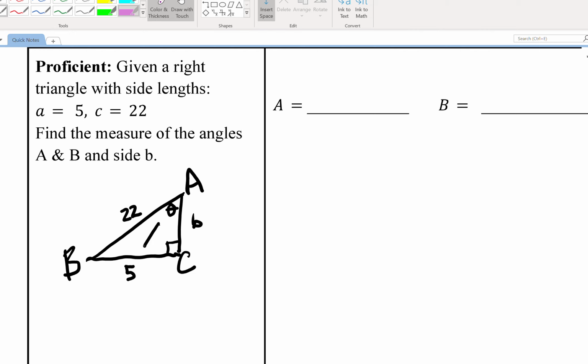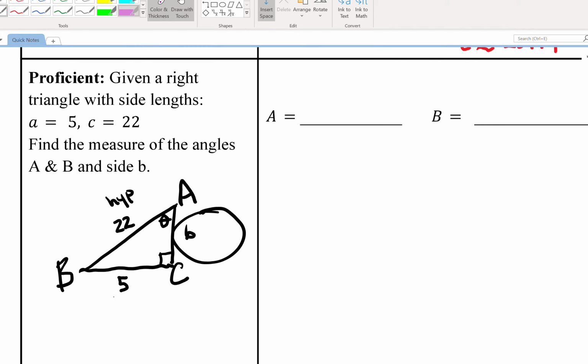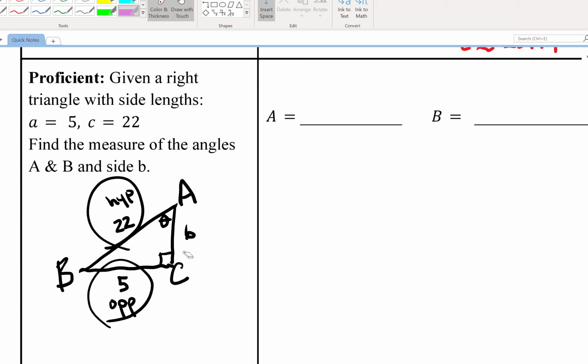And so this is the opposite side. Opposite the right angle is always the hypotenuse. I'm not going to bother labeling this side yet because these are the two sides that I know. Oh, sorry, this is opposite, excuse me. I know this side and I know this side. I'm going to leave this b alone so that I can focus on what I know and which ratio to use.